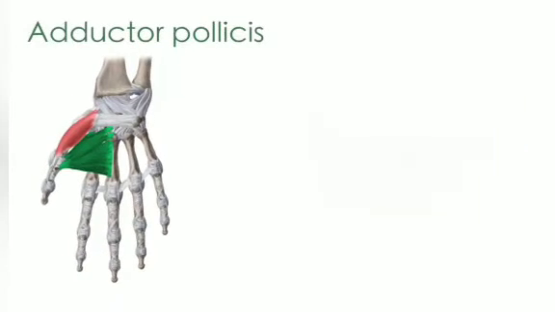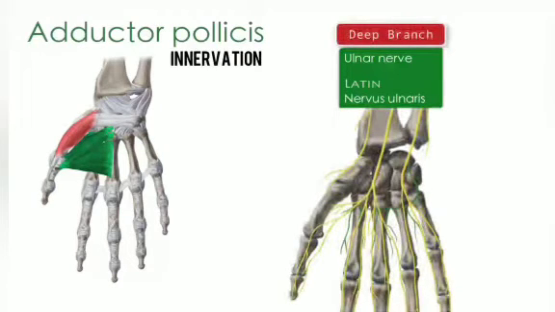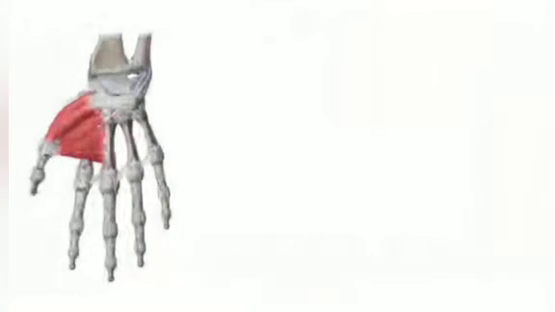In terms of innervation of this muscle, I can tell you that the ulnar nerve is going to be responsible for the innervation of the adductor pollicis, but I have to be very specific here and tell you that it's going to be the deep branch of the ulnar nerve. So very careful with this. The nerve responsible for the adductor pollicis is the deep branch of the ulnar nerve. So let's move on and talk about the third thenar muscle.